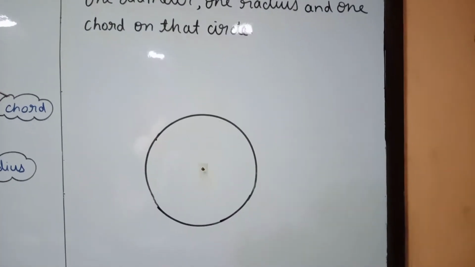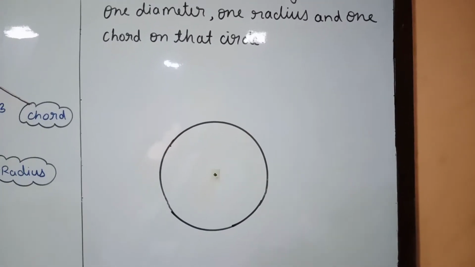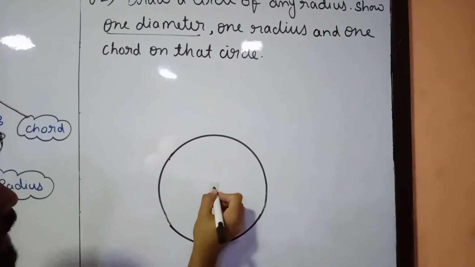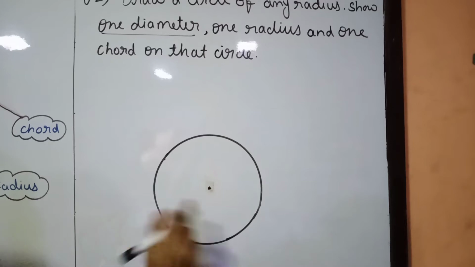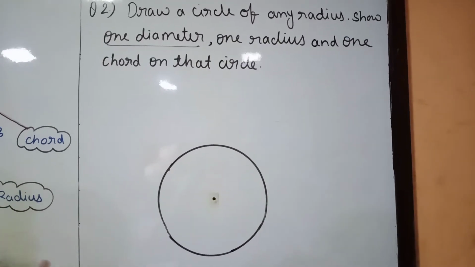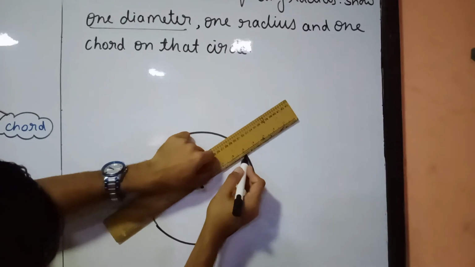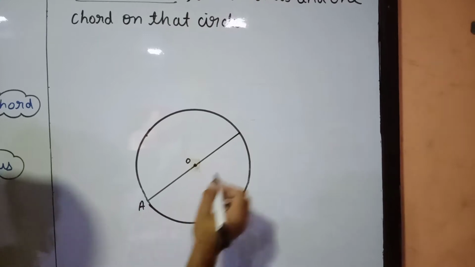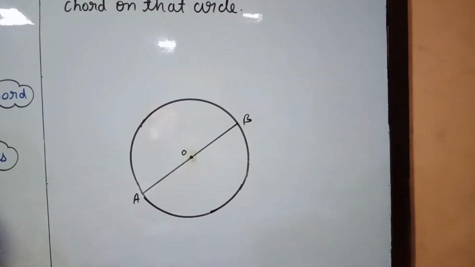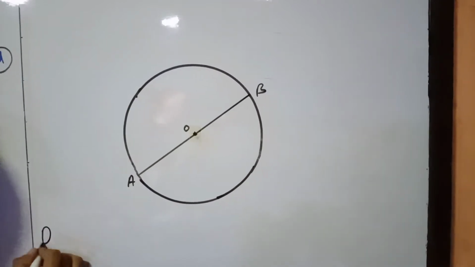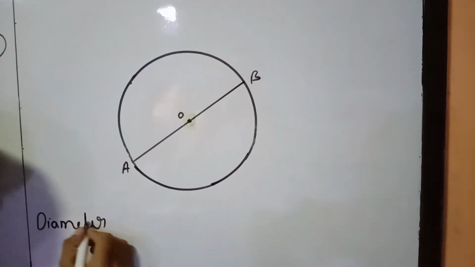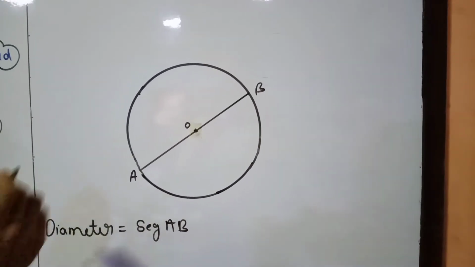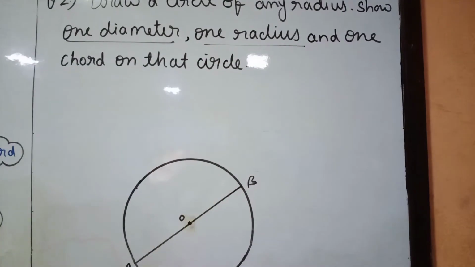This way we can draw the circle. Now we have to show one diameter. Diameter is what? A line segment joining any 2 points on the circle but passing through the center. So we can draw over here. Suppose our center is O. So A, B. This segment AB is the diameter. So write it over here: Diameter is equal to segment AB. Now again we want to show a radius.